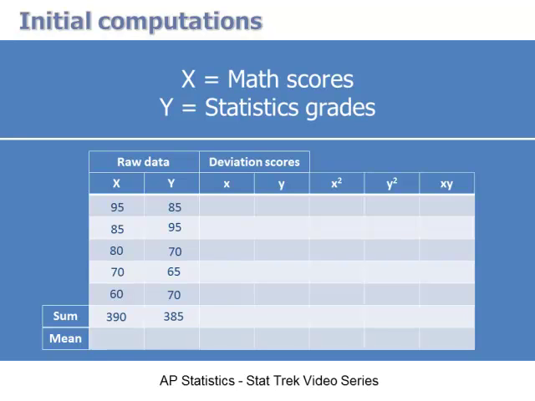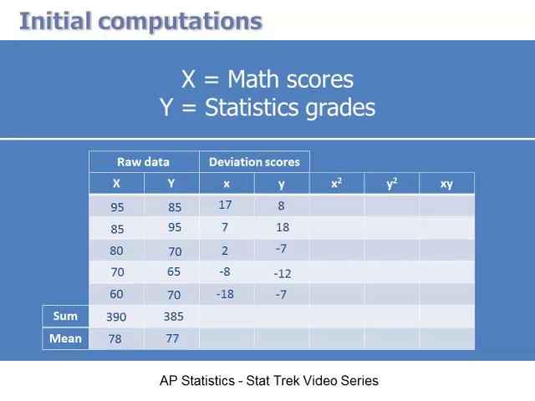We will use these sums to find the mean of the raw scores. Since there are 5 x-scores, the mean of x is 390 divided by 5, or 78. And the mean of y is 385 divided by 5, or 77. Now that we have the means, we can compute the deviation scores. The deviation scores are equal to the raw score minus the mean. So the first deviation score for x is equal to 95 minus 78, or 17. The second deviation score is equal to 85 minus 78, or 7. The remaining x-scores are computed similarly. And the deviation scores for y are found by subtracting the mean of 77 from each of the raw scores.